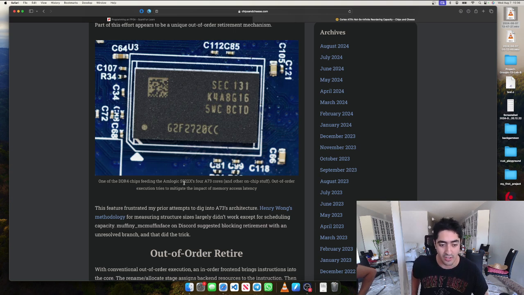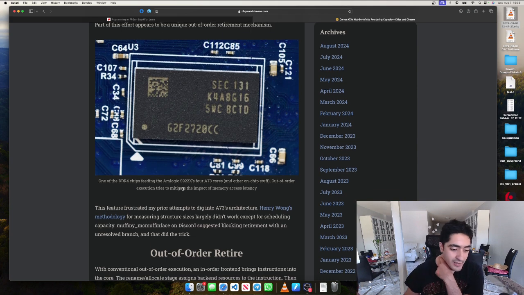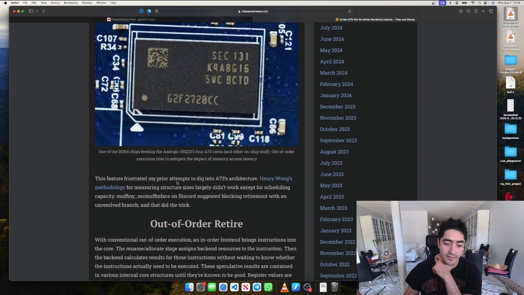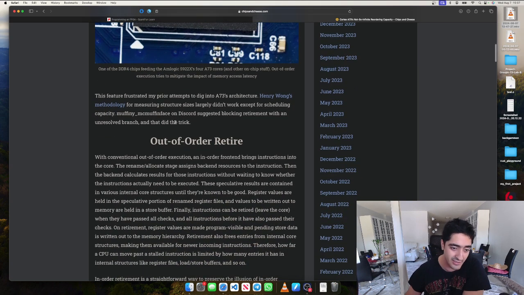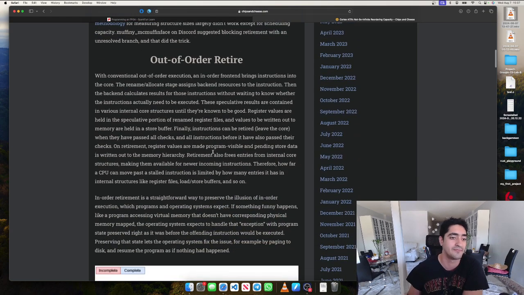Out-of-order execution tries to mitigate the impact of memory access latency. This feature frustrated my prior attempt to dig into A73's architecture. Henry Wong's methodology for measuring structure sizes largely didn't work except for scheduling capacity. Muffiny McMuffin Face on Discord suggested blocking retirement with an unresolved branch, and that did the trick. Out of order retire.